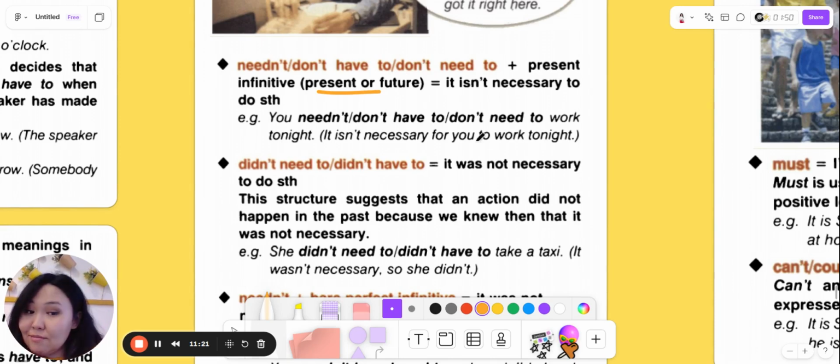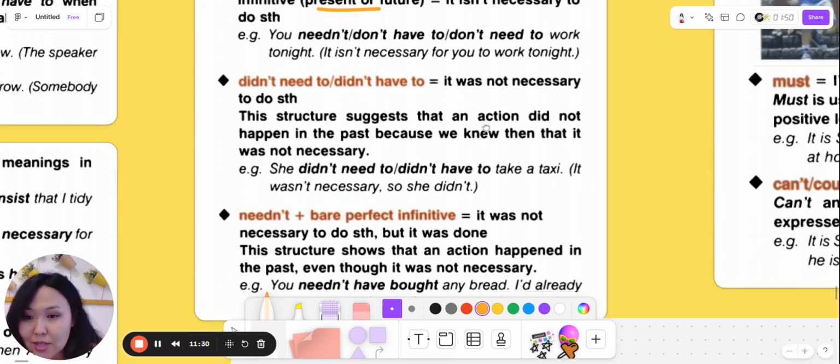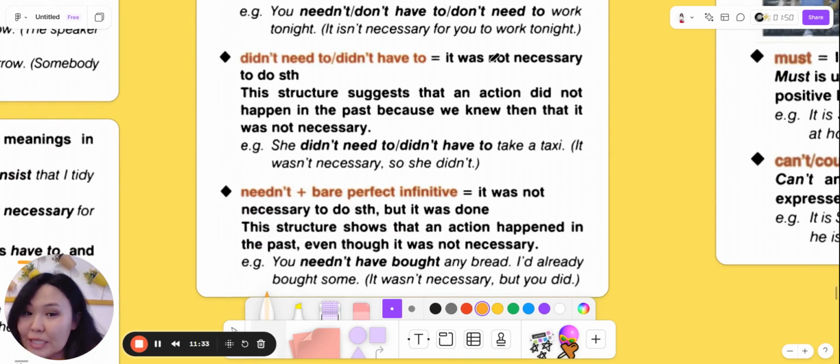You needn't work tonight. You don't have to work tonight. You don't need to work tonight. It means that it's not necessary for you to work tonight. Didn't need to, didn't have to. It wasn't necessary to do something in the past. The structure suggests that an action didn't happen in the past because we knew then that it wasn't necessary. She didn't need to take a taxi. It wasn't necessary. She didn't have to take a taxi. Yeah, for example, her father drove her home, so she didn't have to do it.